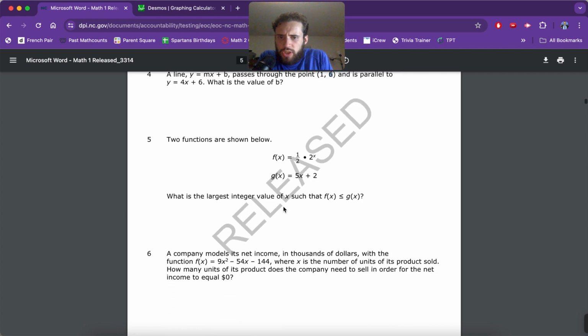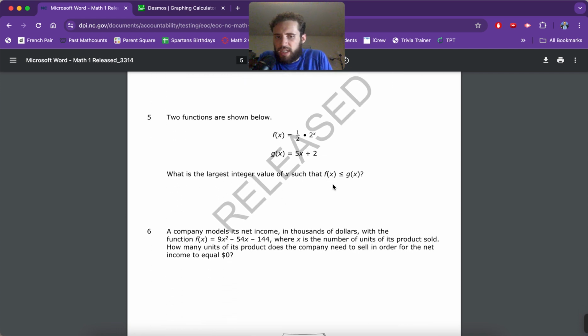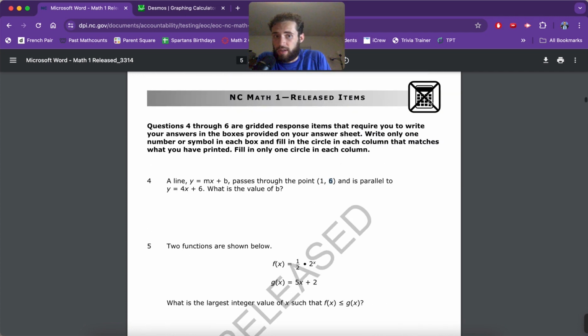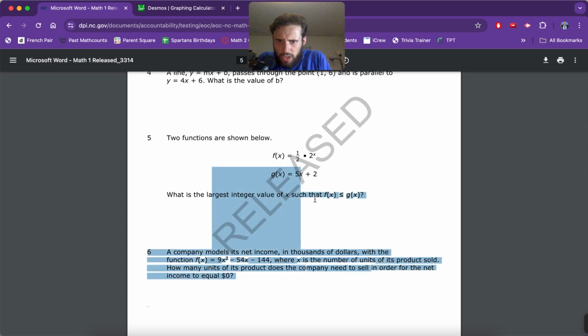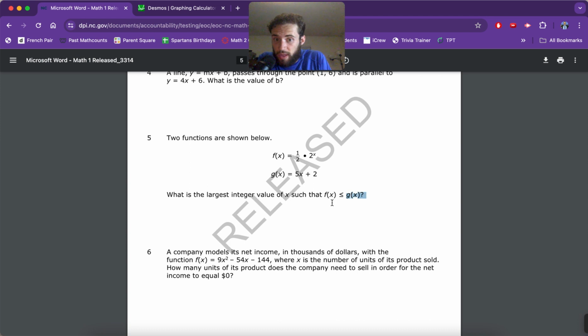All right, next we have two functions shown below. What is the largest integer value of x such that f of x is less than or equal to g of x? Now, if this was on the calculator active section, which it's not, you can see it's still on the inactive section, then you would just type both of these functions in and see when they cross. They want the largest integer such that they're either equal or g is bigger than f. So presumably g will start higher in the positive integers, and as x goes up, f will go up at an increasing rate because it's an exponential function. So eventually f is going to pass g, and then g will never catch back up. So you just want to find the last value where either they're the same or where g is still bigger.